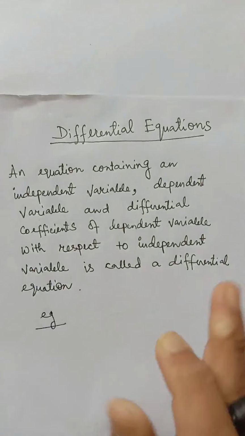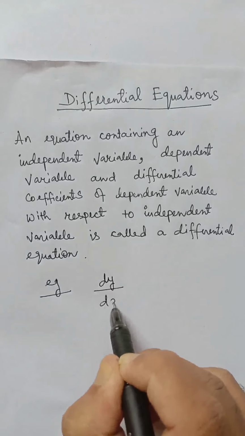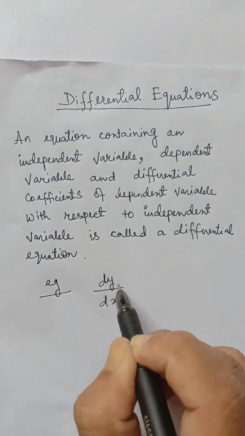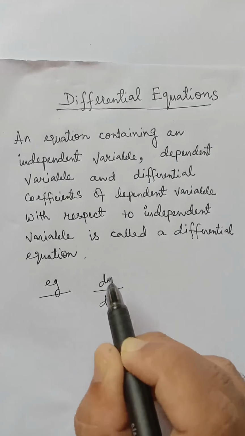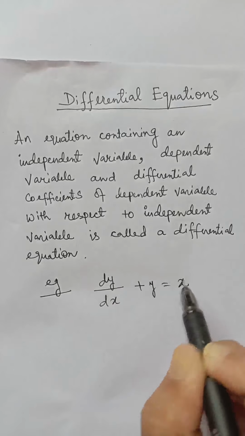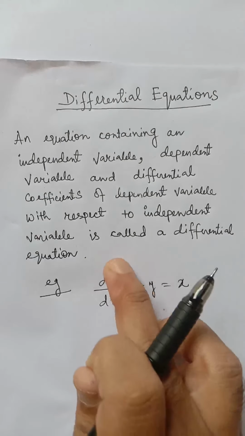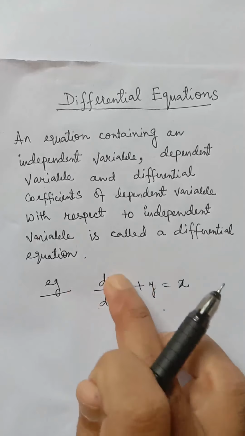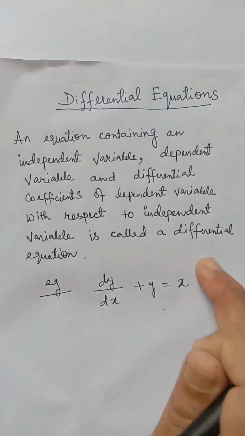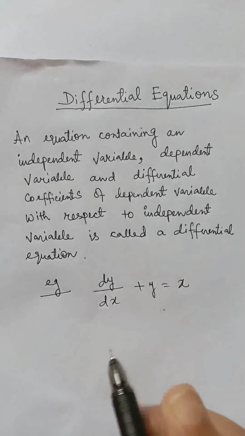You can see, suppose dy by dx. In dy by dx, x is called the independent variable and y is the dependent variable. So the variables are y and x. dy by dx plus y equal to x. This is a relation between derivative and variables. In the derivative, the variables are x and y. You can see dy dx and x and y. This is a relation between derivatives and variables. Such a relation is called a differential equation.